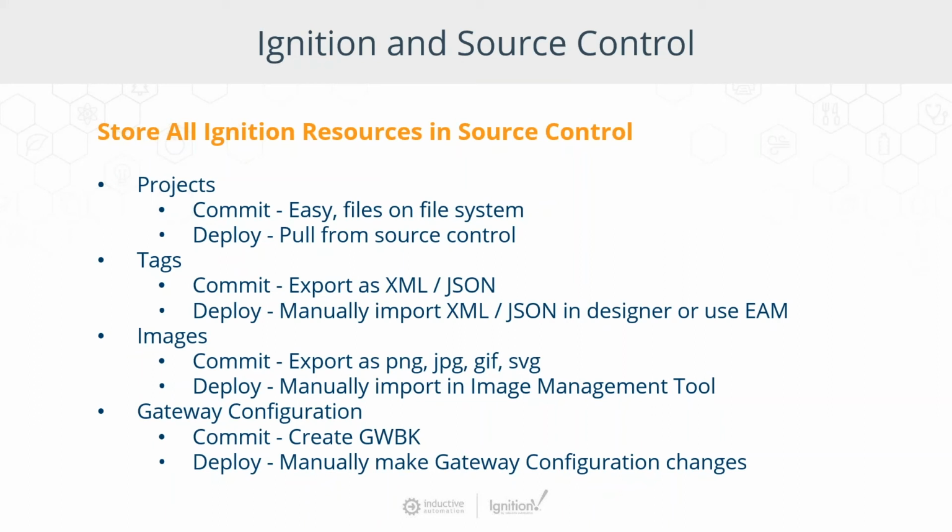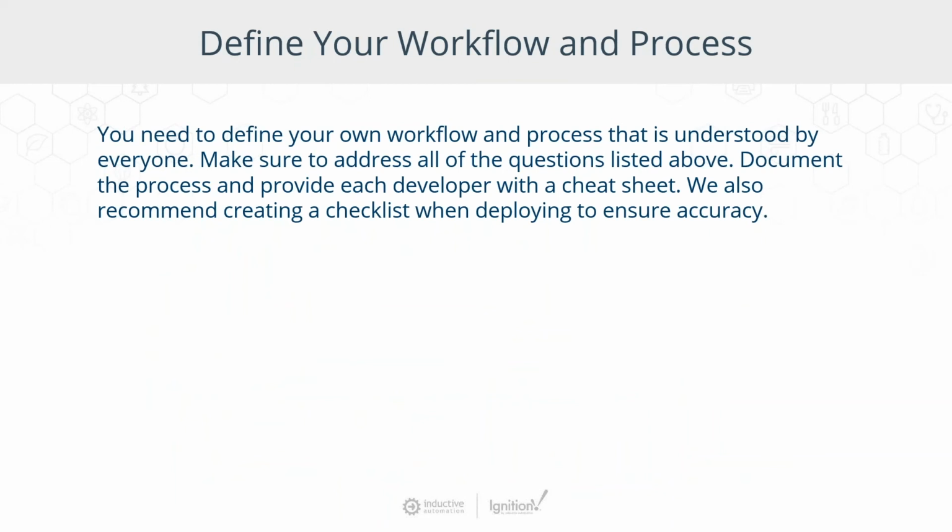So source control, you can use a lot of benefits to it, of course, and Ignition and source control together, I think, is a good combination. And looking at those 4 areas: projects, tags, images, and gateway configuration, coming with a plan how you're going to commit resources to source control so that you can track those changes, as well as, of course, how you're going to deploy and move from one environment to the other. Again, make your plan, define your workflow, define your process, create a checklist for deploying to make sure it's accurate. I think these are all things that are important. And I also think that you should give your developers cheat sheets so they know exactly what to do with this process.